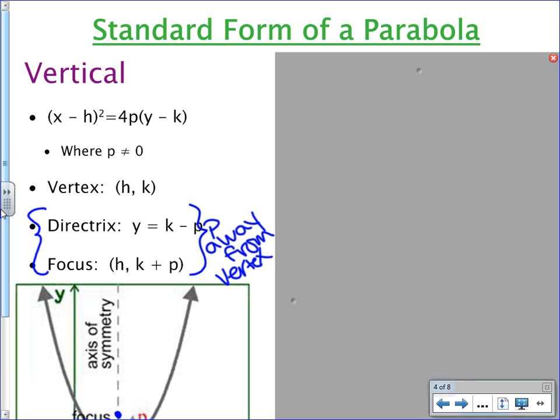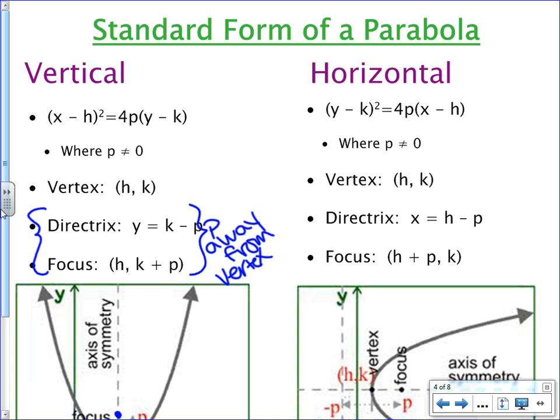I'm looking for something else. What do you think is going to change in this equation? Any ideas? Very good. Our square is now going to be with the y, and the x is going to be the non-squared term. So if the y is squared and the x is not, then we have a parabola that's opening horizontally, left or right.